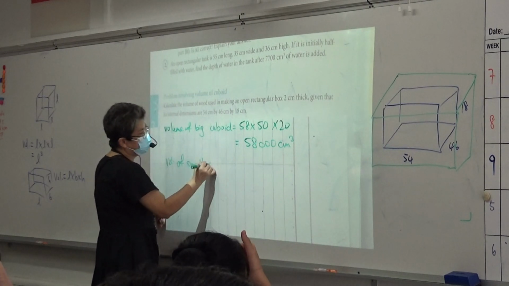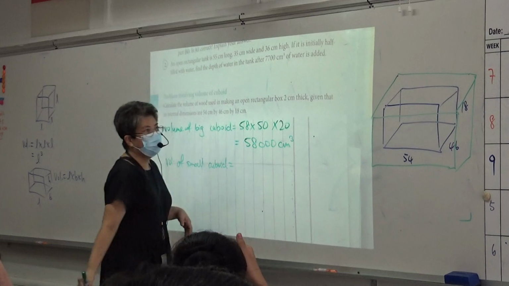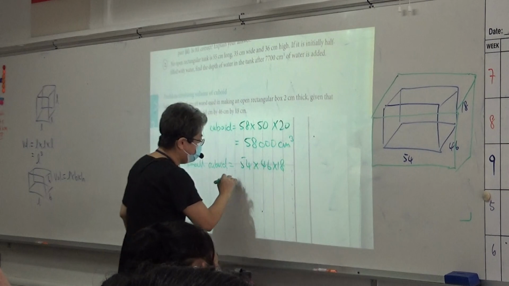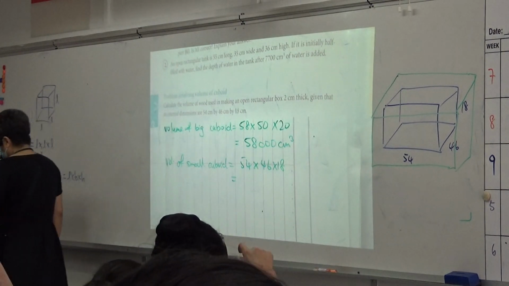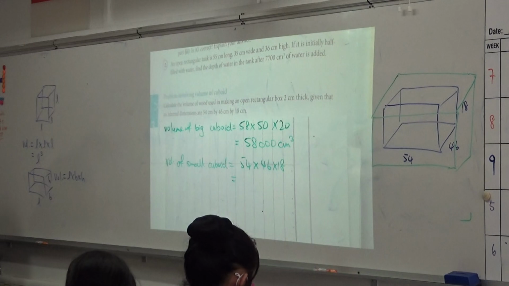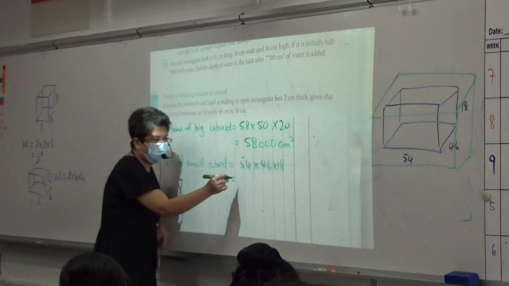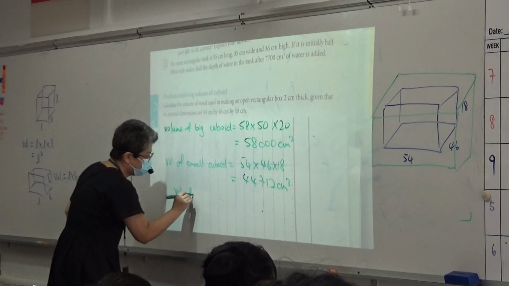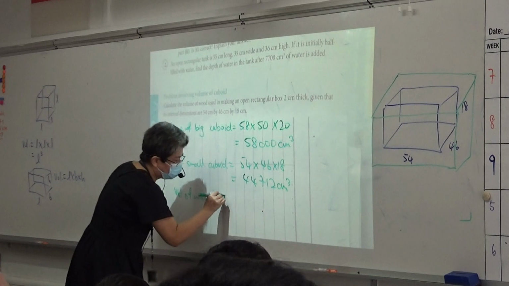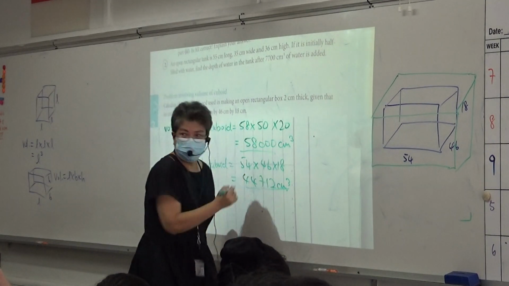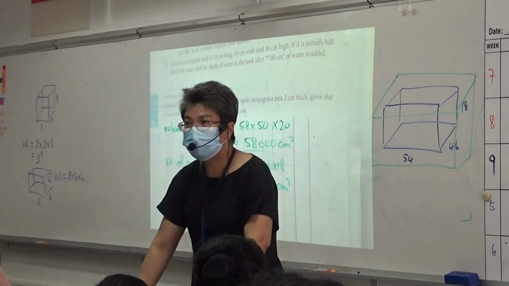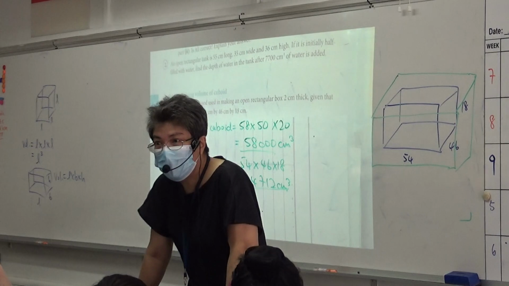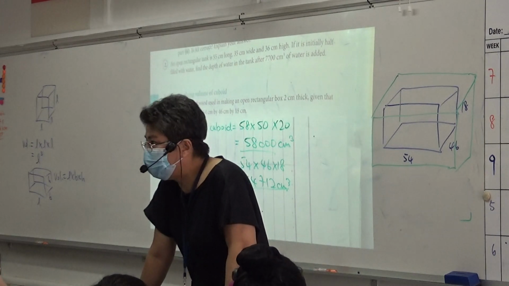Volume of small cuboid will be 54 times 46 times 18. Everyone clear this one. What's the answer? 44712, right? So what is the volume of wood used? It will be this one minus this one, right? And you'll get the answer. It's an exact value, so I don't have to talk about it. Am I right to say that? Can you understand here? Yes or no?